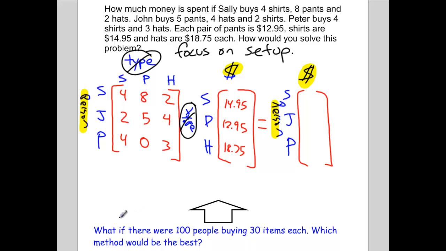Now the nice thing is, what if there are 100 people buying 30 items? A lot of people say, well, I can just do this by hand on my calculator. Well, if you had a lot of data and a lot of different prices, if you do it in a matrix, it takes the same amount of time. No big deal.